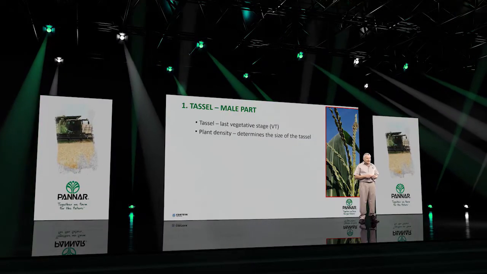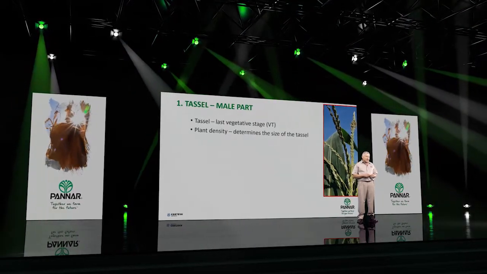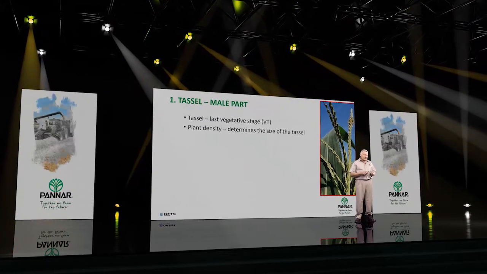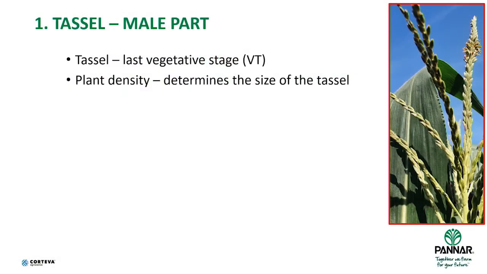photosynthesis process. So let's start with the male part, and that's the tassel, which we call the VT stage, vegetative tassel. That's basically the last vegetative stage of the maize plant. The moment you see the whole tassel, the plant is in that VT stage. Bear in mind that plant population will determine the size of the tassel. The lower the density you plant, the bigger the tassel will be, and the higher the population, the smaller it will be.